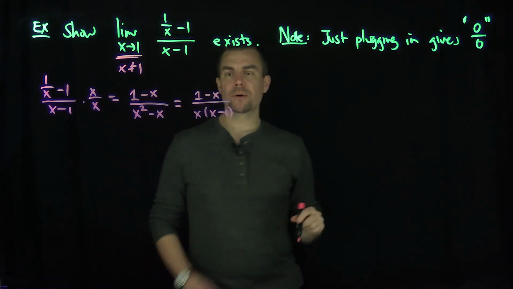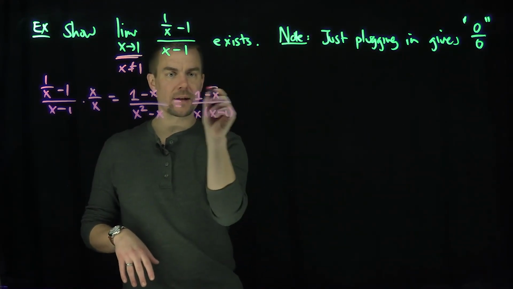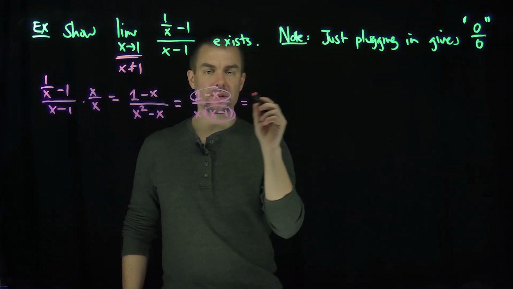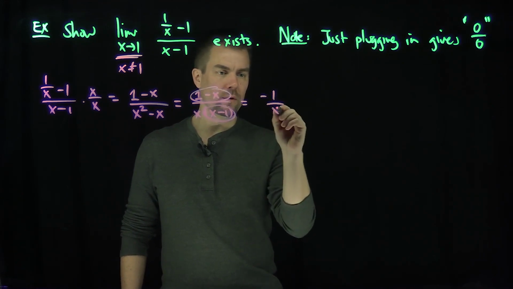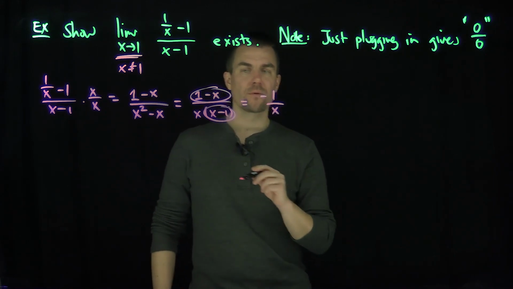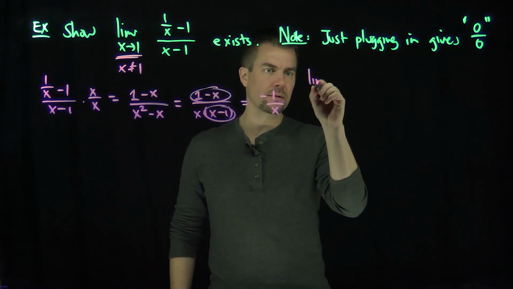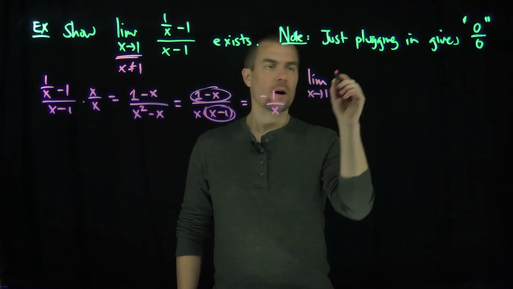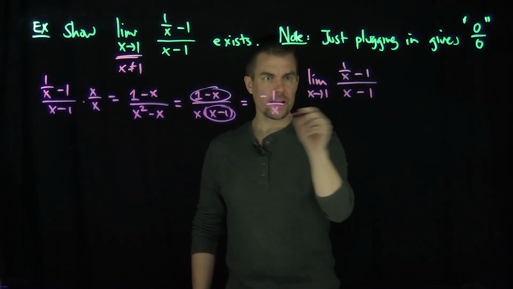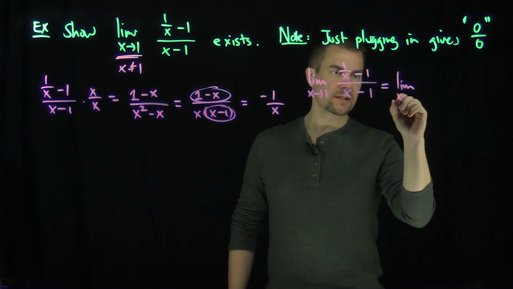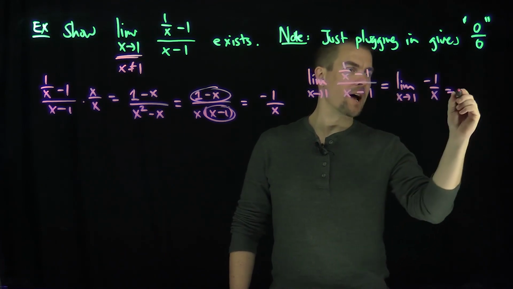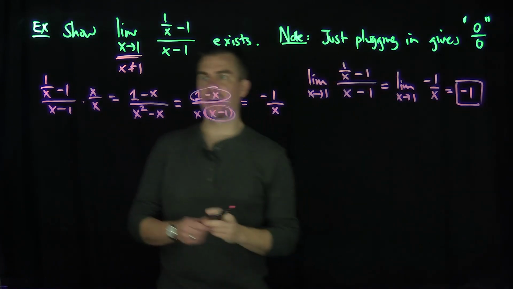And now since x is not allowed to be equal to 1, I can cancel out these terms. This term and this term are opposites of each other, so this is just going to be negative 1 over x. So as long as x is not equal to 1, this expression simplifies to negative 1 over x. Hence, the limit as x approaches 1 of (1 over x minus 1) over (x minus 1) is going to be the same thing as the limit as x approaches 1 of negative 1 over x. And now I can just plug in 1 and I get negative 1. So this limit value is negative 1.